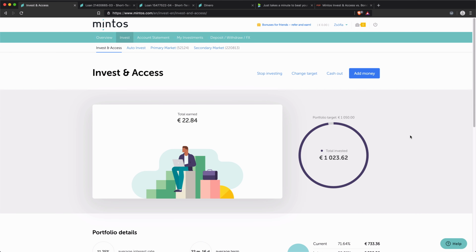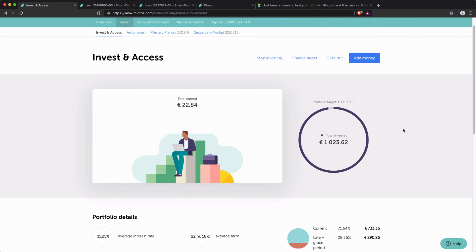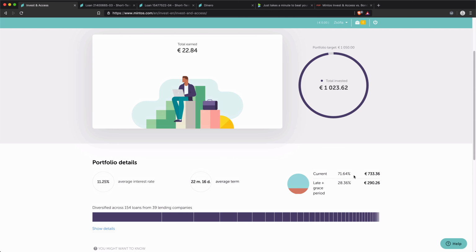Okay, now let's take a look at the cashing out part, which is one of the major selling points of this investment strategy. You're only able to cash out the current part of your portfolio right away, not the ones that are late or in grace period. And here at least it's nice to see that the percentage dropped a bit compared to the previous month.